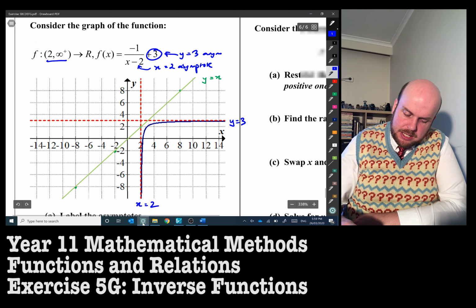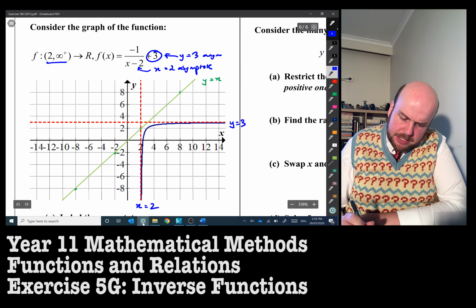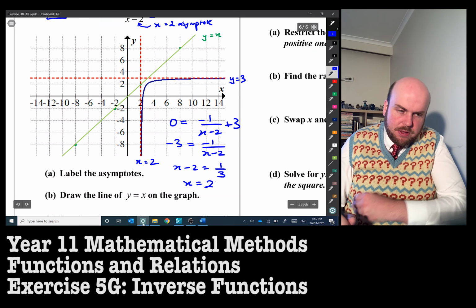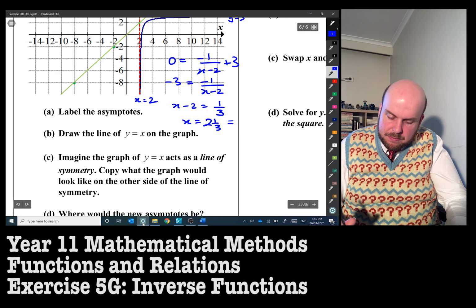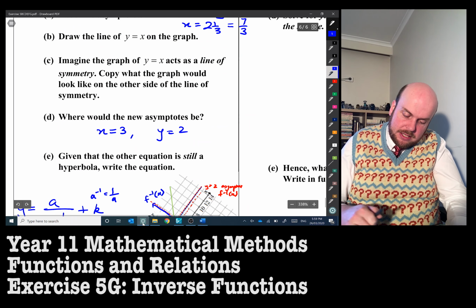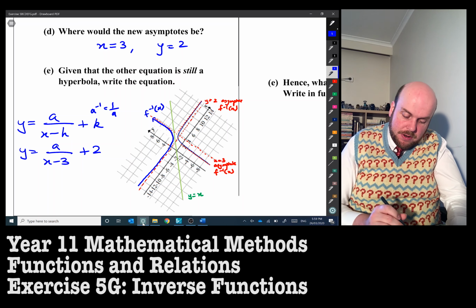So, we know it's a little bit after 2. So let's find the x-intercept by solving that. 0 is equal to negative 1 over x minus 2 plus 3. So negative 3 is equal to negative 1 over x minus 2. X minus 2 is equal to 1/3. X is equal to 2 and 1/3. We don't like mixed numbers in Methods, so it's 7 over 3. I dare say that the y-intercept of our inverse is going to be 0, 7/3.